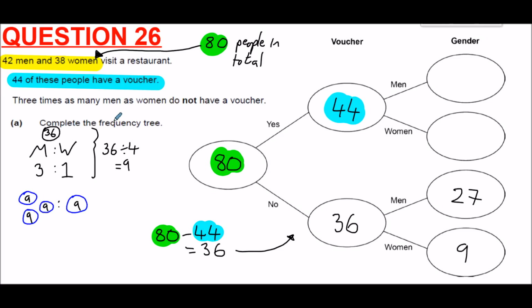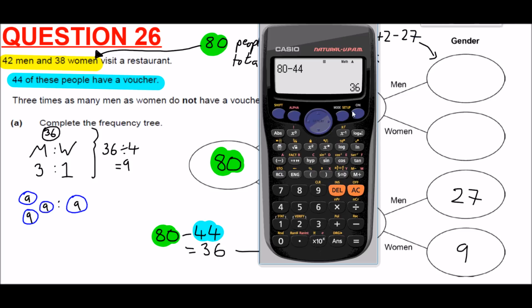So completing the frequency tree. We've got here that there's 42 men in total. 27 men don't have a voucher. So the number of men that do have a voucher, this one over here, will be 42 take away 27. 42 men in total, 27 don't have a voucher. That tells us that the other 15 must.